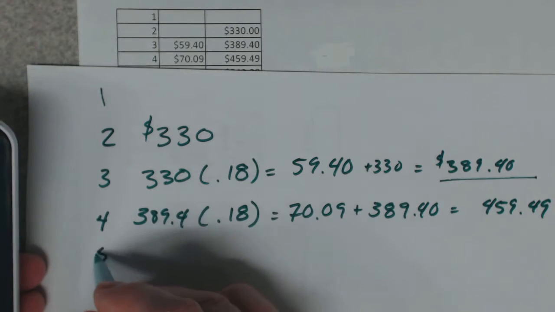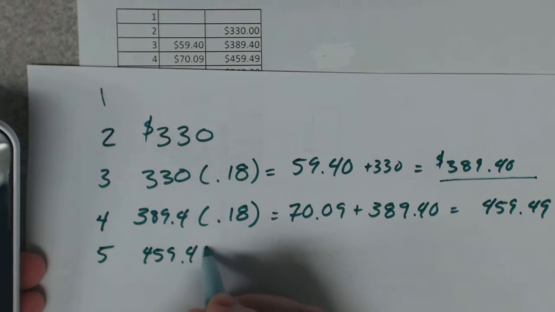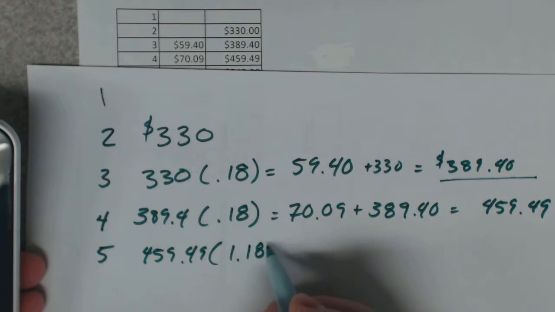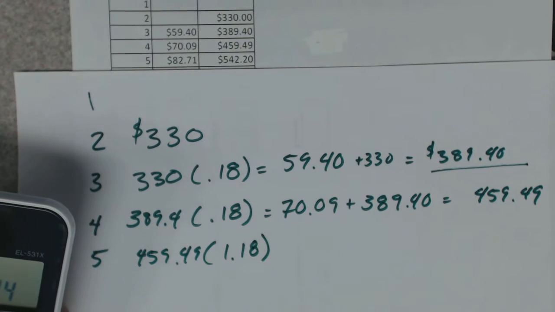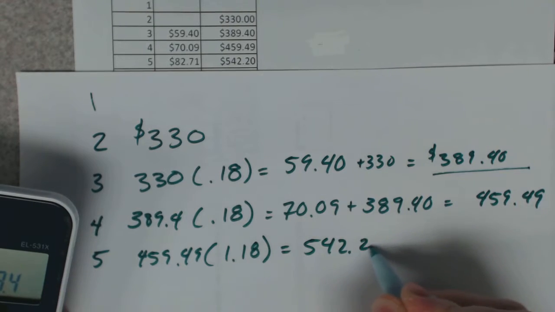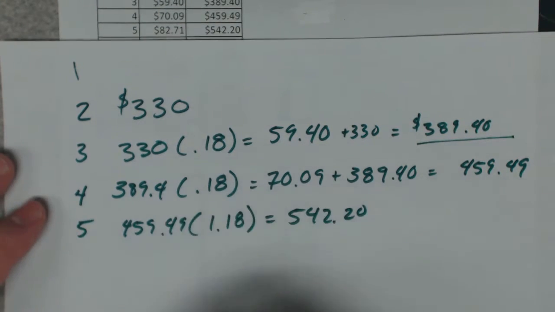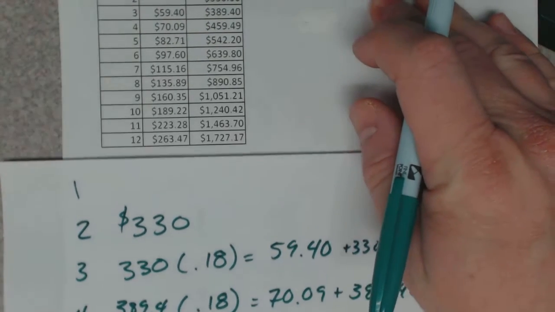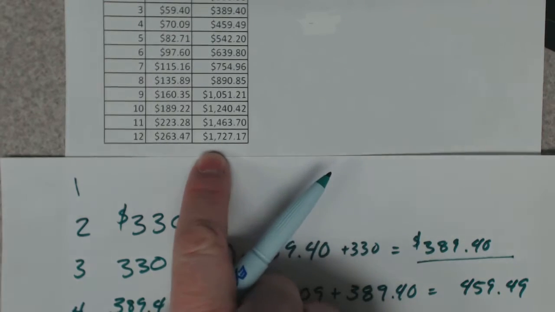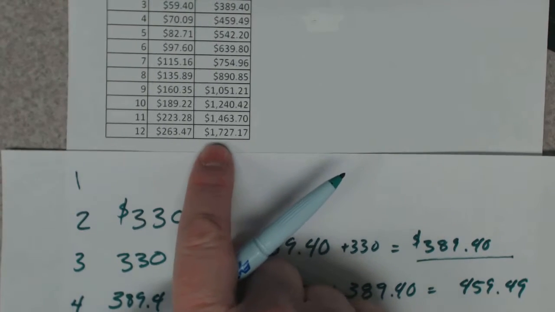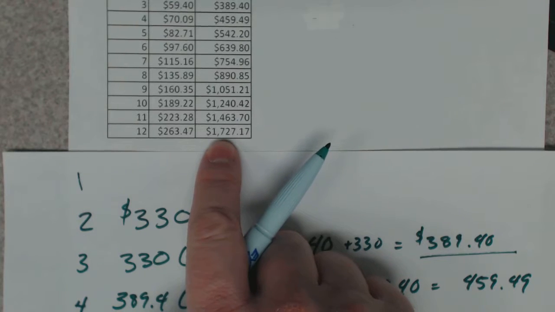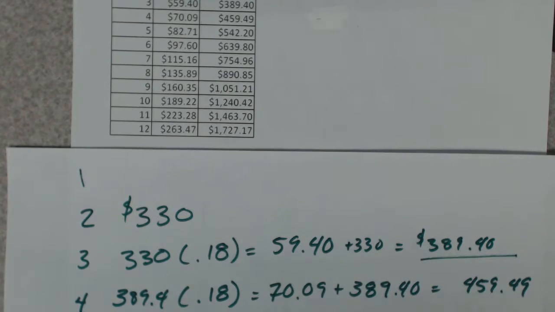So if I come to week 5, I take my $459.49. I'm going to times it by 1.18 instead, and just get straight to $542.20. Okay, and you do that all the way down to week 12, and you wind up with $1,727.17. So if you don't take into account the $300, that's $1,400 in interest alone. That's more than the TV was. So these payday loan places are horrible places to get a loan.